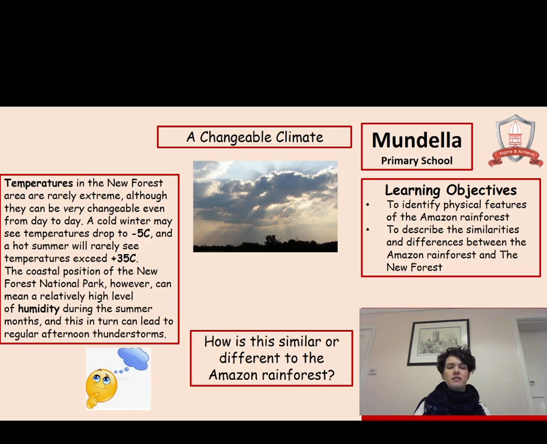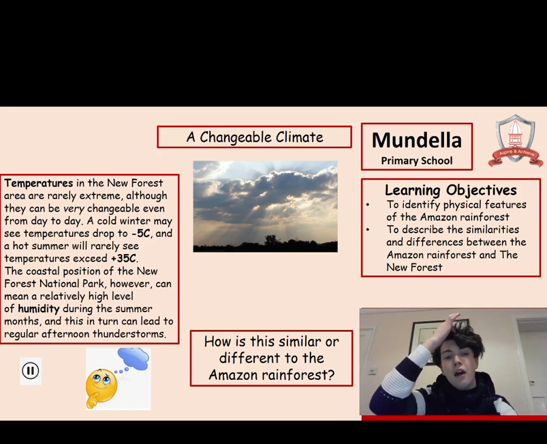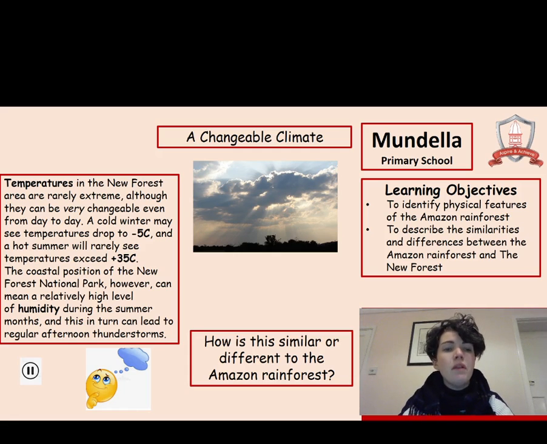Pause the video now to just think about how this is similar or different to the Amazon rainforest. Okay, so how do you think it might be similar? Well, the thunderstorms, certainly. We have storms in both the Amazon and the New Forest. The changeability of the weather, maybe, but the temperatures in the rainforest would never drop to below 0. They wouldn't get that cold at all. Humidity, certainly. On a hot summer's day in the New Forest, it can get very hot, very close and sticky. The same in the Amazon rainforest.